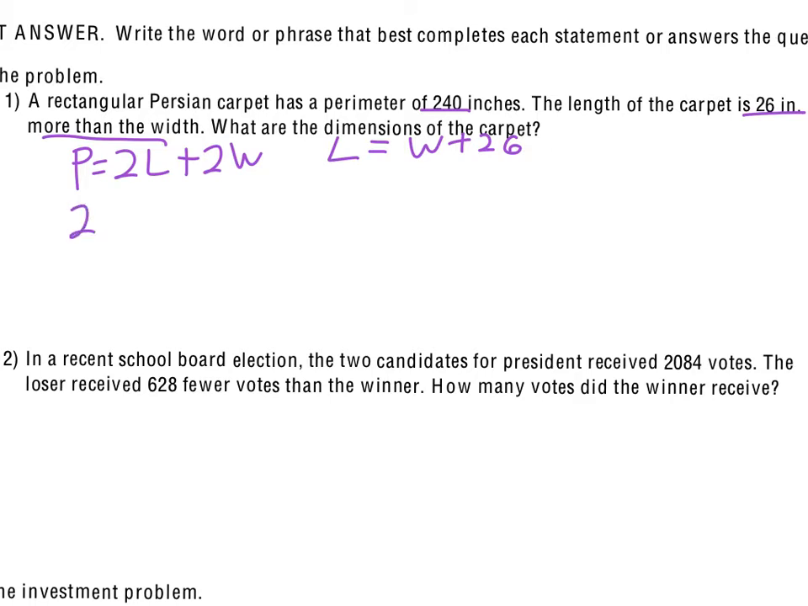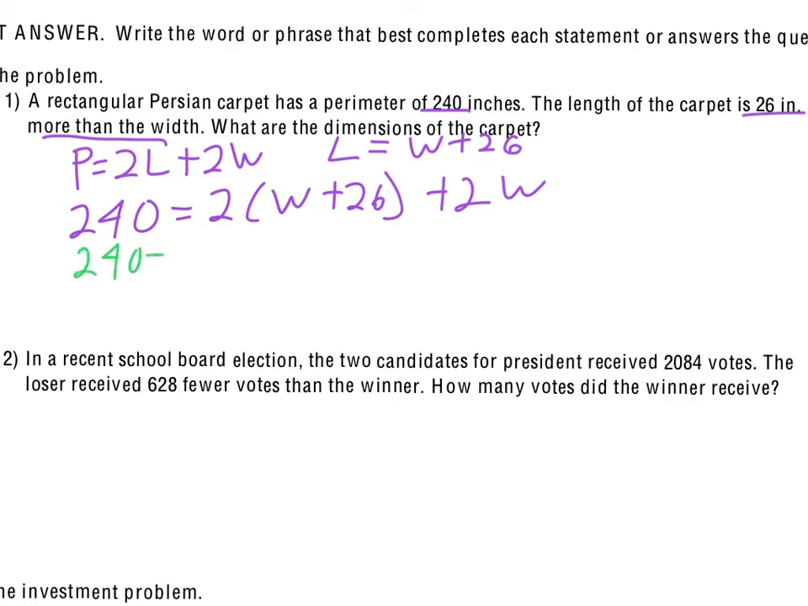And of course we know the perimeter is 240, so replace the perimeter with 240, replace the length with the width plus 26, and then we get our equation that we can solve. Distributing the 2, we get 240 equals 2W plus 52 plus another 2W. So that's going to be 240 equals 4W plus 52.